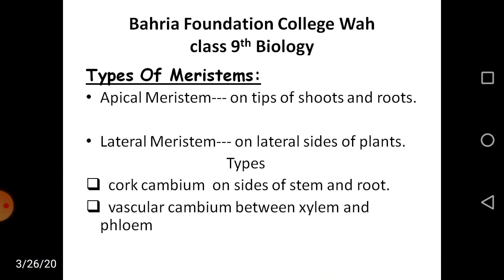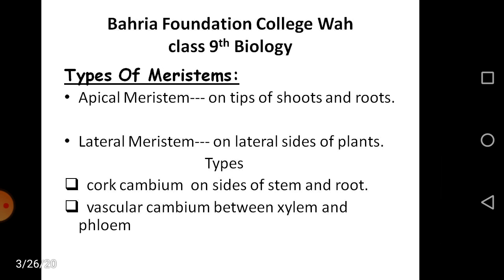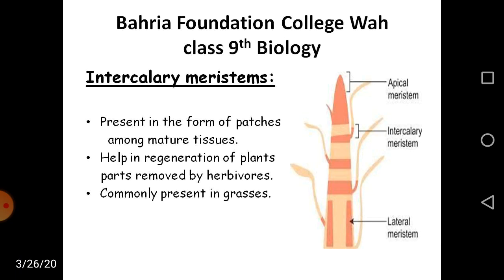We have discussed apical meristem and lateral meristem. Apical meristem is present on the shoots and roots, and the lateral meristem is present on the lateral side of the plants. And lateral meristem has two types, cork cambium and vascular cambium. Now the third type of meristem is named intercalary meristem.